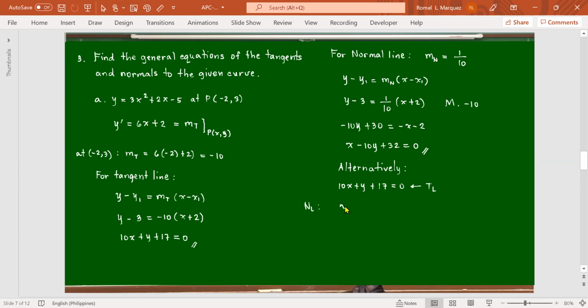So the 1 goes here, 1x minus 10y. When plus, plus minus. When plus, minus, plus. But interchange coefficients. Then substitute the x and y values respectively. So negative 2, that is the x, minus 10 times positive 3. That's it. That's the equation of the normal. Okay, guys? Children? Did you understand that, children?